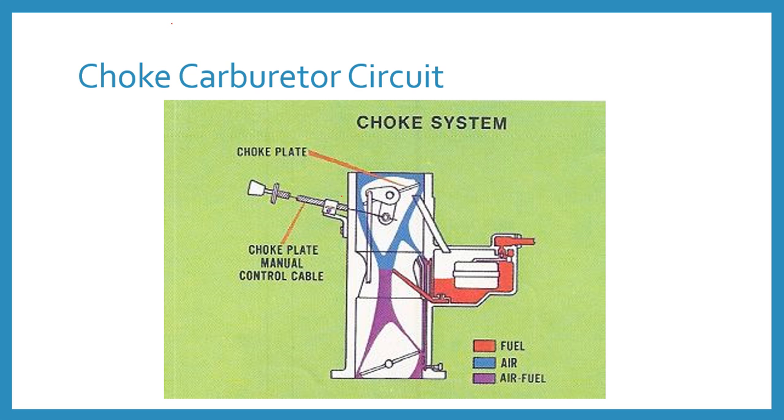Once the engine is started, the exhaust gas passes over the spring and warms it up, and the warming of the spring unwinds it, which causes the choke valve to start opening. When the operating temperature is reached, the thermostatic spring unwinds enough to keep the choke valve fully open. When the engine is switched off and cools down, the thermostatic valve spring again winds up and closes the choke. So these are the basic operations of the choke carburetor circuit.